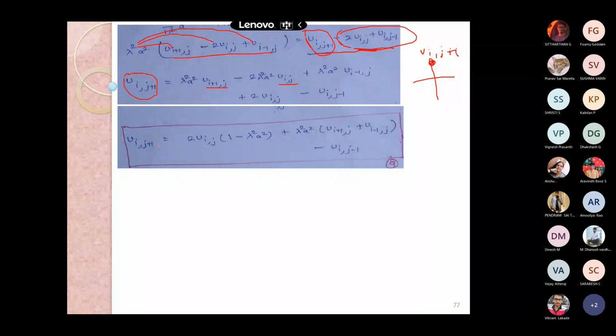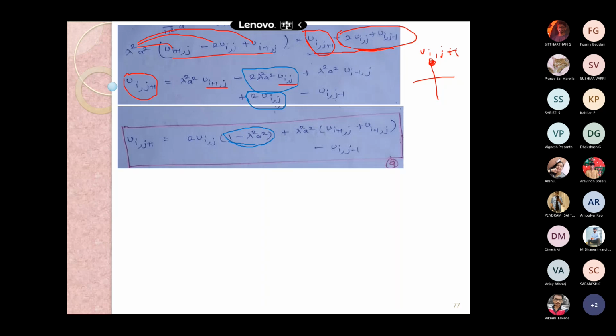My u(i, j+1) is equal to, I am trying to dilute the above formula. I am trying to take u(i, j) out because see, this is the term which has u(i, j), and this also has u(i, j) with coefficient 2. So take it out as u(i, j) and the rest would be associated with lambda and a.